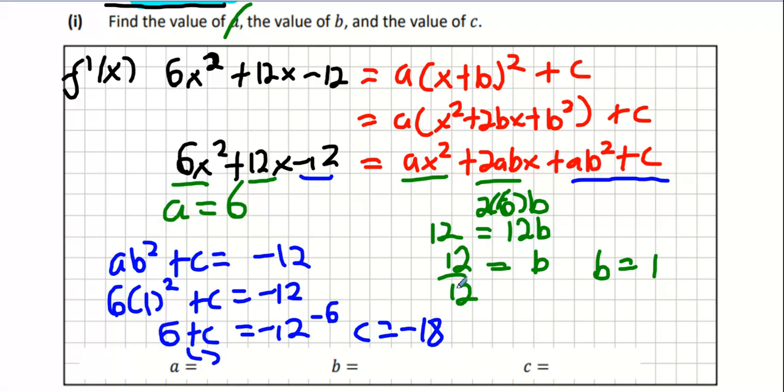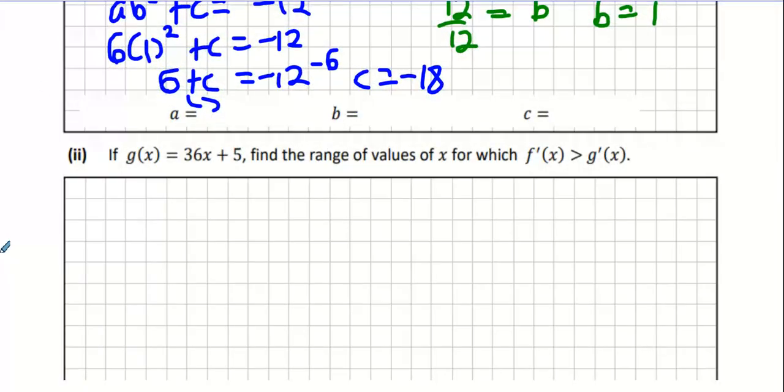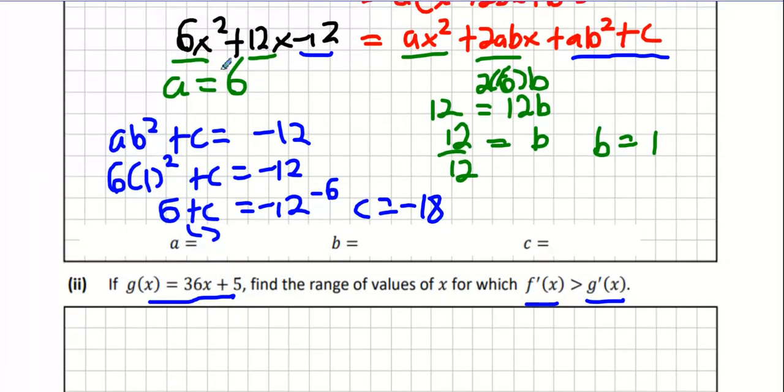Full differentiation would have got you 5 out of 10, so we would have got 5 out of 10 for just this part here. Okay, let's move on. The next part, g of x is this much. Find the range of values for which f of x is bigger than g of x. No bother. So f of x is this up here.